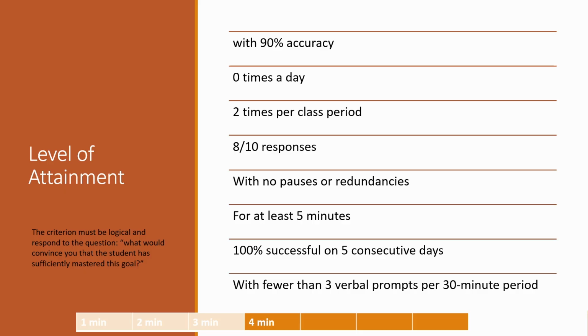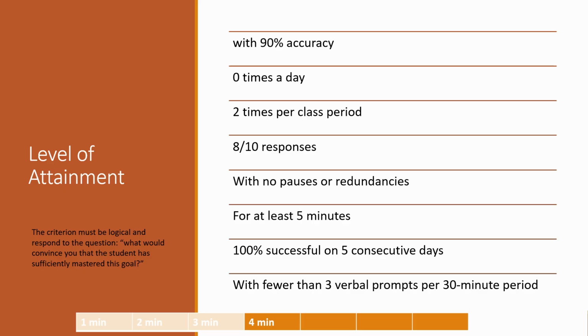Another way of setting a level of attainment could be a frequency count, like 0 times per day or 2 times per class period. We might set a criterion that says in 8 out of 10 opportunities, or in 8 out of 10 observations, or 8 out of 10 responses.